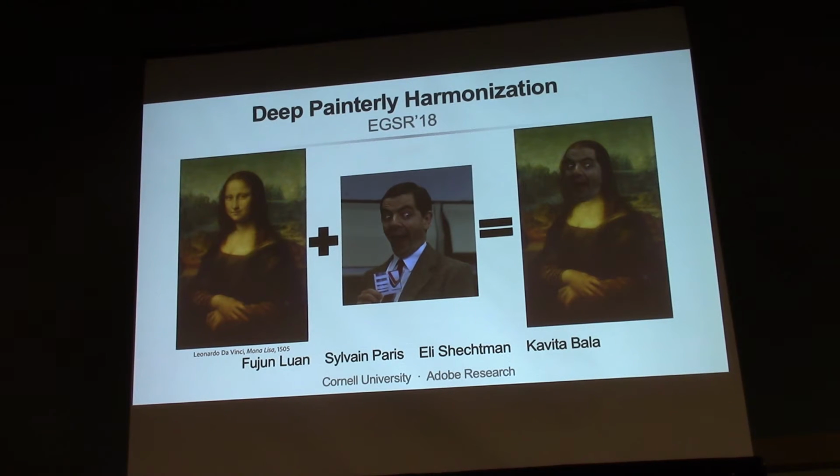The second topic is deep painterly harmonization. This is work with Shulman, who spoke before, as well as Fujun Wan and Kavita Bala from Cornell. So here the problem is very simple. We want to paste in a region into an existing painting and harmonize the style of the region with the rest of the painting. Sounds simple, but it's really not.